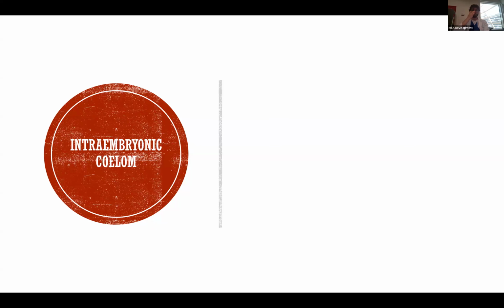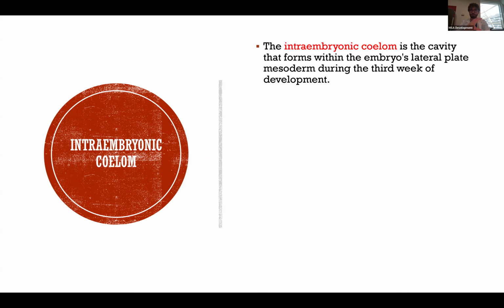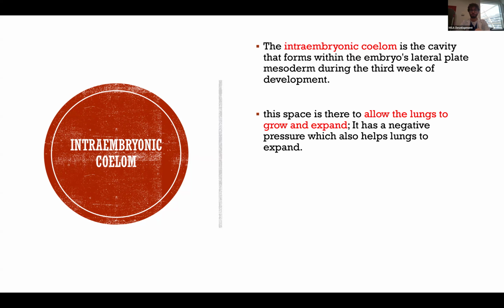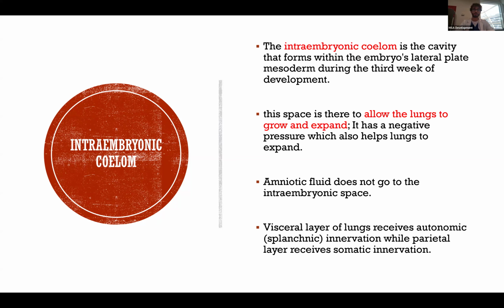Now, a very simple concept, never tested on before, low-key, but I put it for the sake of completion: intraembryonic coelom. What is the intraembryonic coelom? It's basically a space. It's a space that comes from the mesoderm which allows the lungs to grow. Intraembryonic coelom is simply a space that allows the lungs to grow and expand. That's all you need to know.